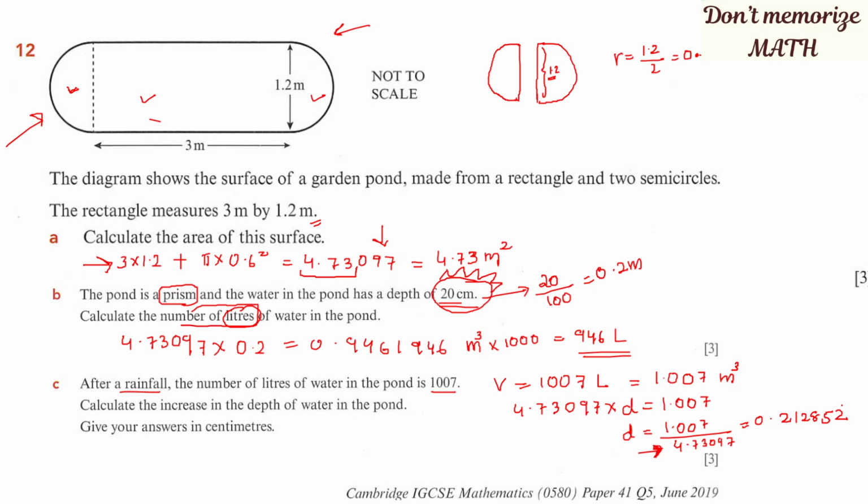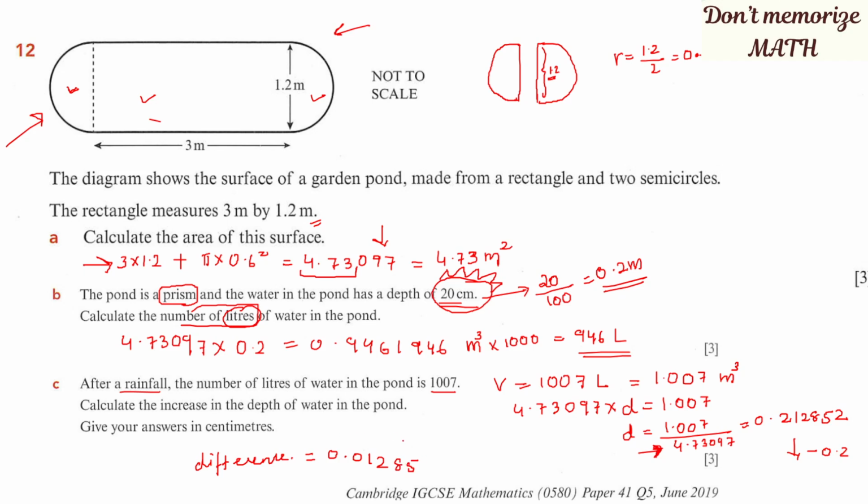So it is the current depth after rainfall, right? After rainfall, what will be the difference? Previously how much you had? Previously you had 0.2, so we'll subtract from that. So take the answer, just press minus. So this answer you need to subtract from 0.2 to find the difference. Okay, so minus 0.2, so you will get 0.01285, like this you will get.